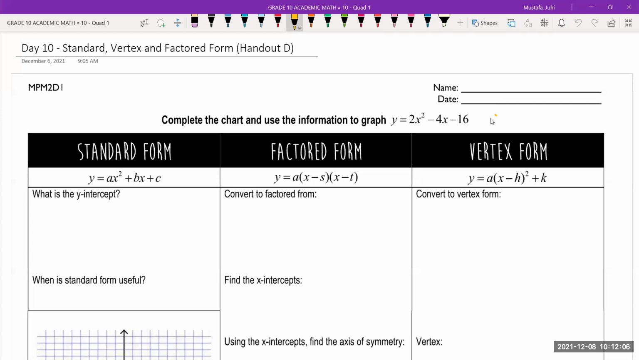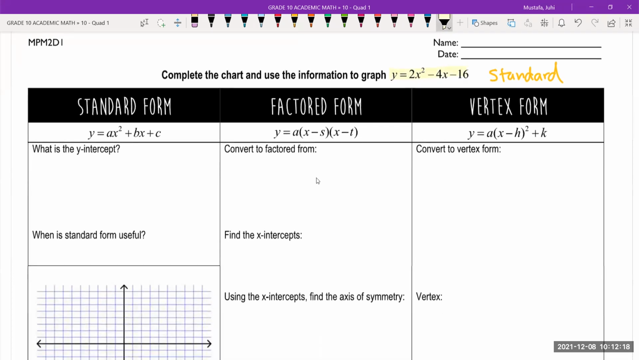Yep. This is in standard form. Now, just don't be confused by the different columns. We're going to use this equation to do all of our calculations, and we're just going to fill out all of these different columns. So standard form looks like this, which is what the equation is in already. What is the y-intercept?